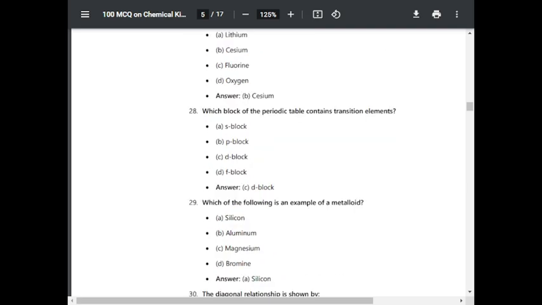Question number 28. Which block of the periodic table contains transition elements? Option A s block, option B p block, option C d block, option D f block. The correct answer is C, that is d block. The d block contains transition elements. So option C is correct.